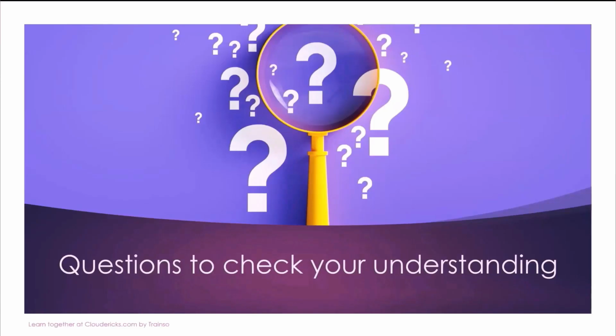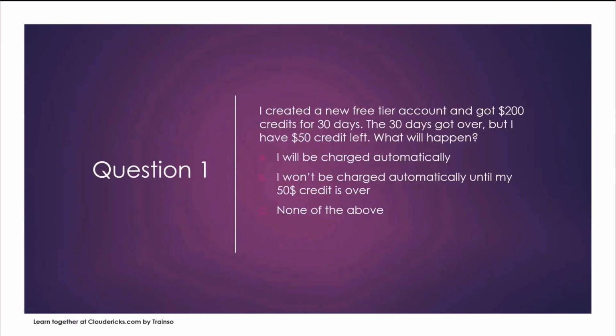Some questions to check your understanding. I created a new free tier account and got $200 credit for 30 days. The 30 days got over, but I have $50 credit left. What will happen? A, I will be charged automatically. B, I won't be charged automatically until my $50 credit is over. C, none of the above.